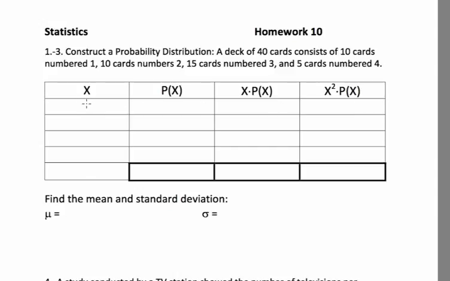X is the cards. You have cards numbered 1, 2, 3, and 4. Notice if this was a lottery problem or a raffle problem, you'd have net gain, but we just have cards. Probability of getting each of these cards. There's 40 cards altogether. 10 of them are 1s. So the probability is 10 out of 40 that you'll get a 1, which reduces to 1/4.